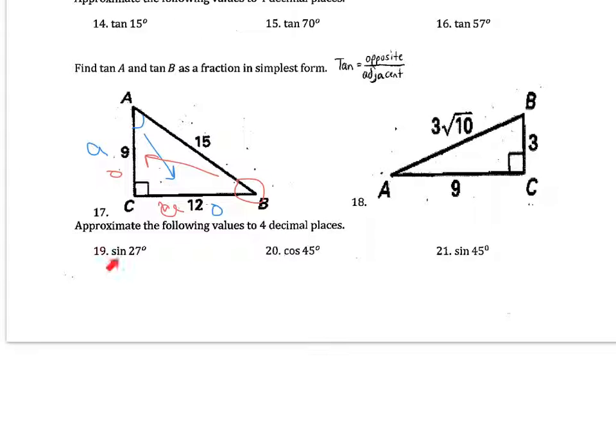On 19, 20, and 21, you just plug that in your calculator. Find sine of 27 degrees, cosine of 45, sine of 45, to 4 decimal places. So you're going to have maybe a whole number, or let's say it's 2 point, and then you have to have at least 4 decimal places. Okay? So your answer is going to look something like that.